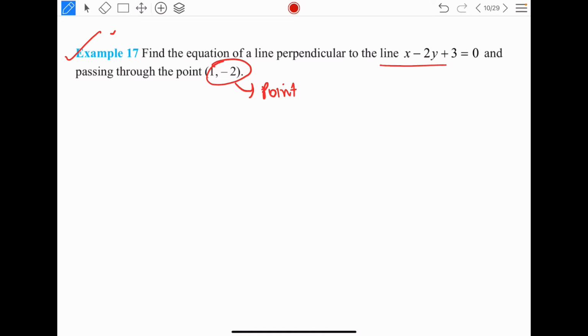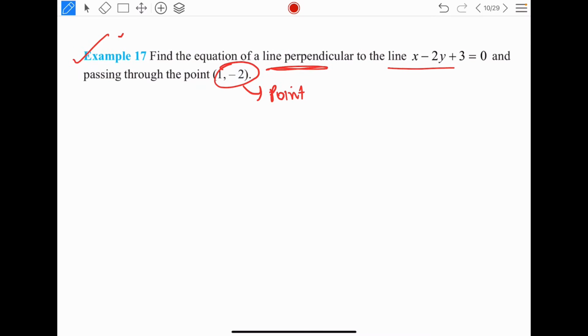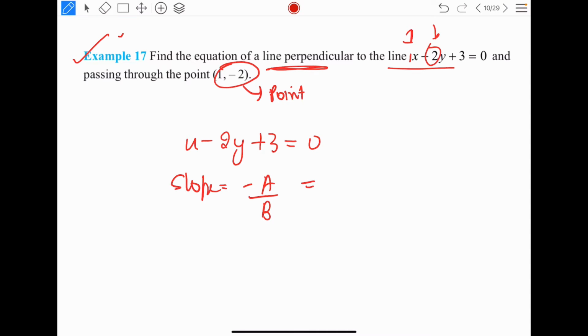m1 m2 is equal to minus 1, so I can easily find out my slope. Let's take up this line, x minus 2y plus 3 is equal to 0. One line is given, and you already know how to find the slope: minus a by b, where a is the coefficient of x and b is the coefficient of y. Here a is 1 and b is minus 2, so 1 by minus 2, with the minus minus cancelling. Your slope is 1 by 2.